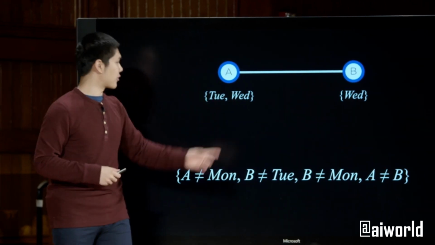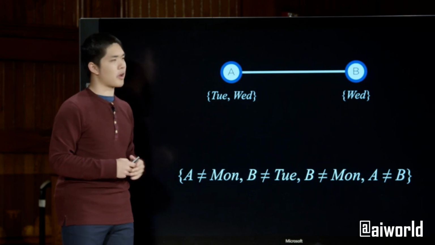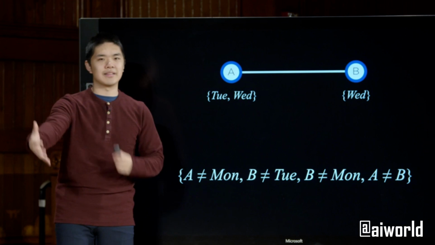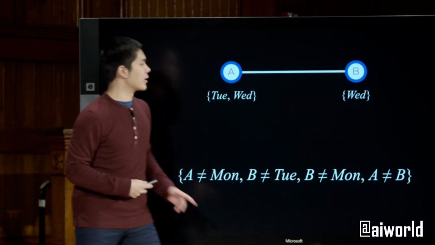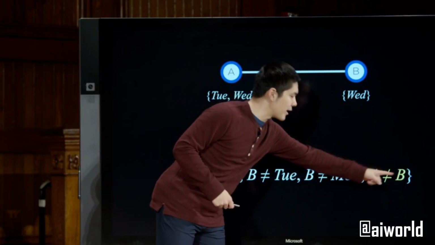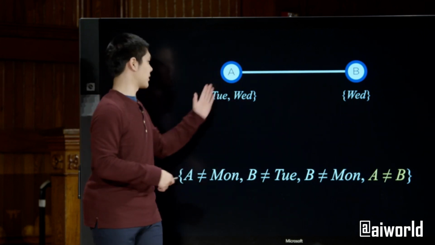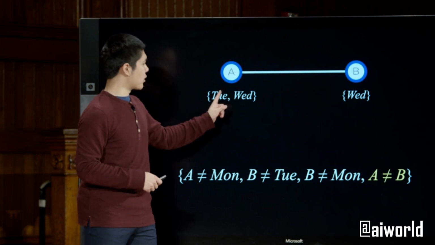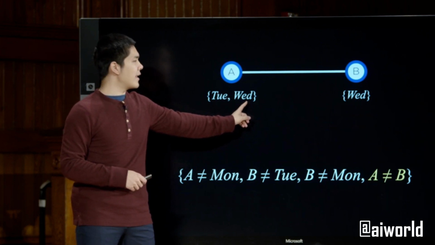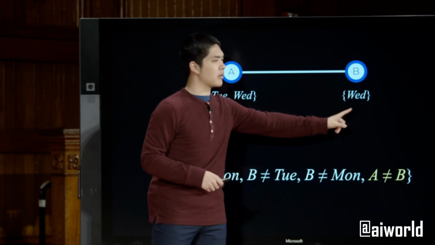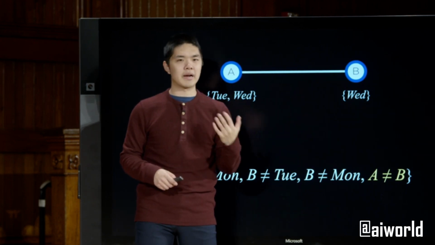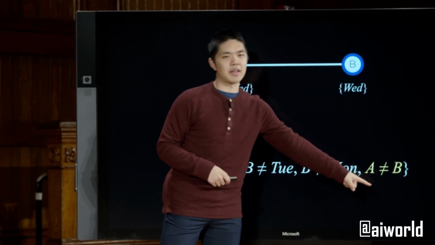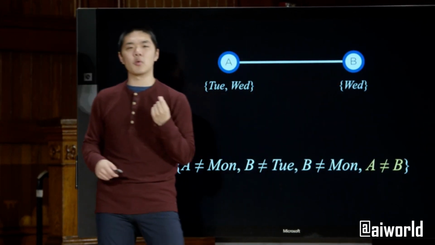And we can try that. For A, we can choose Tuesday as a possible value. If I choose Tuesday for A, is there a value for B that satisfies the binary constraint? Well, yes, B Wednesday would satisfy the constraint that A does not equal B, because Tuesday does not equal Wednesday. However, if we chose Wednesday for A, then there is no choice in B's domain that satisfies this binary constraint. There is no way I can choose something for B that satisfies A does not equal B, because I know B must be Wednesday.